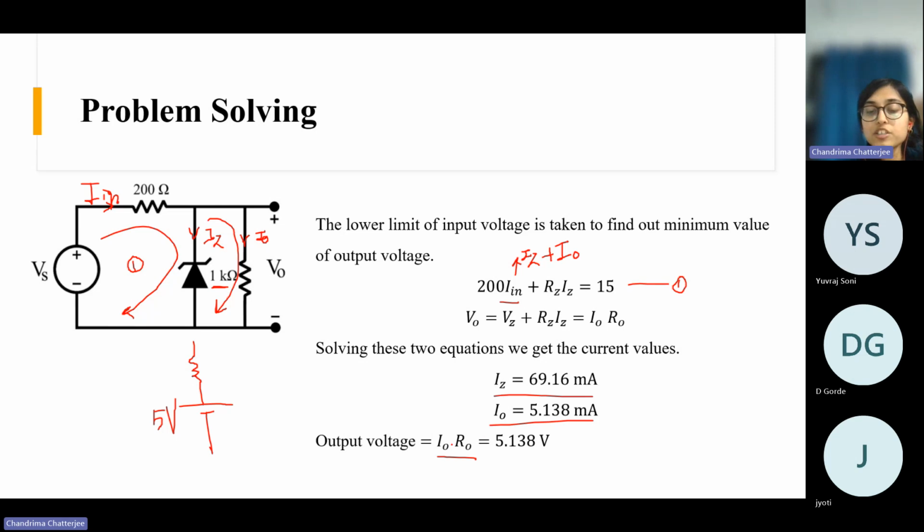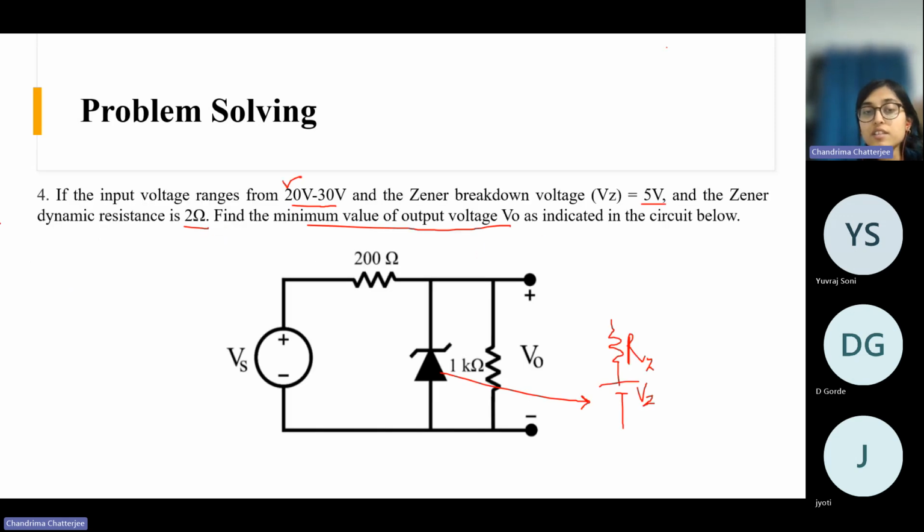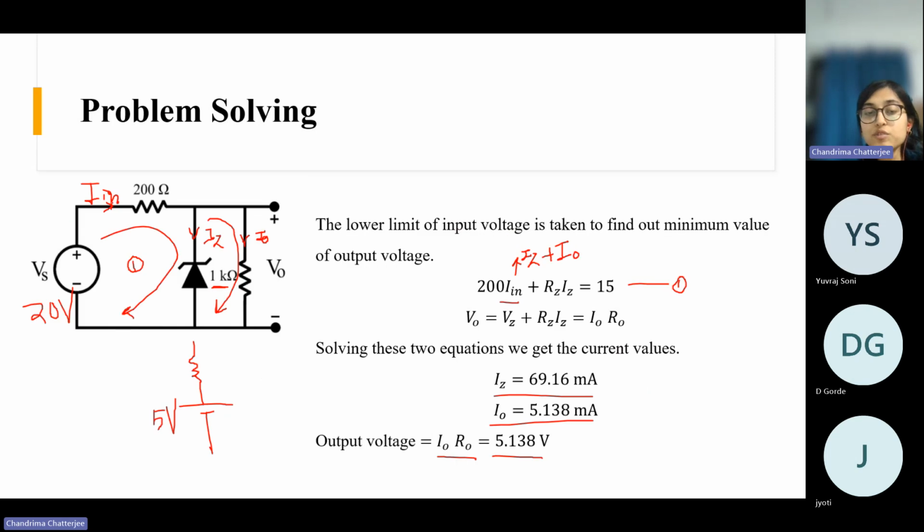So the multiplication of I naught and R naught gives us the output voltage, and this is the minimum output voltage. Why? Because we have found the output voltage corresponding to the minimum value of the input voltage, which was 20 volt. If we had considered the highest limit, that is 30 volt, then we would get a higher value of output voltage, right? So this value is the minimum value of output voltage.